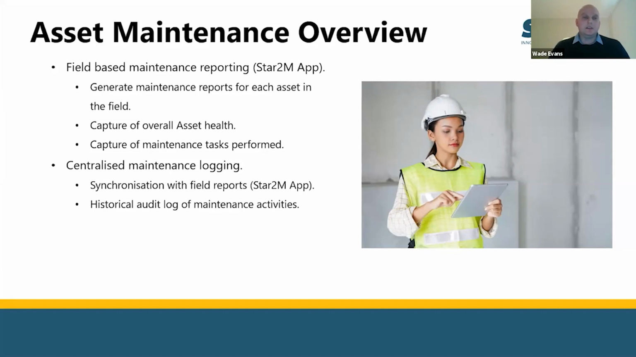So the other feature set that Star2M provides is that centralized maintenance logging capability. So that allows you to synchronize all of these individual maintenance reports. They synchronize up to Star2M itself, and then that gives you an audit log of those maintenance activities. You can then correlate those audit logs with states and health statuses of the individual assets to make sure the asset is performing how you expect it to do. And if it's not, you can then make proactive decisions on how to maintain, modify, or update that given asset. So that's a high-level overview of the different feature sets that we do for asset maintenance inside Star2M, but we'll get into more detail as we actually demonstrate those live within the portal itself.